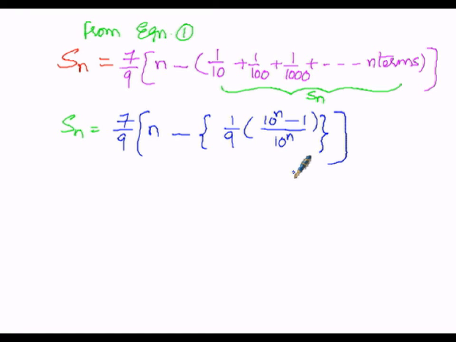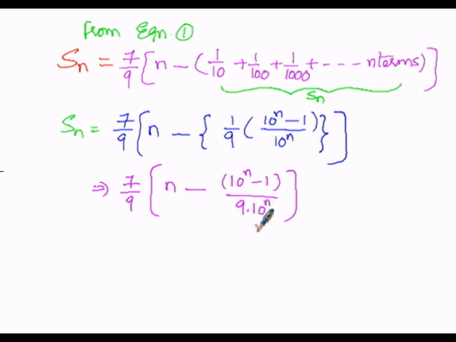Now that implies 7 by 9 n minus 1 into 10 power n minus 1 within the brackets, overall divided by 9 into 10 power n. So in this manner I got the sum of n terms equal to 7 by 9 into n minus 10 to the power of n minus 1 divided by 9 into 10 to the power of n.